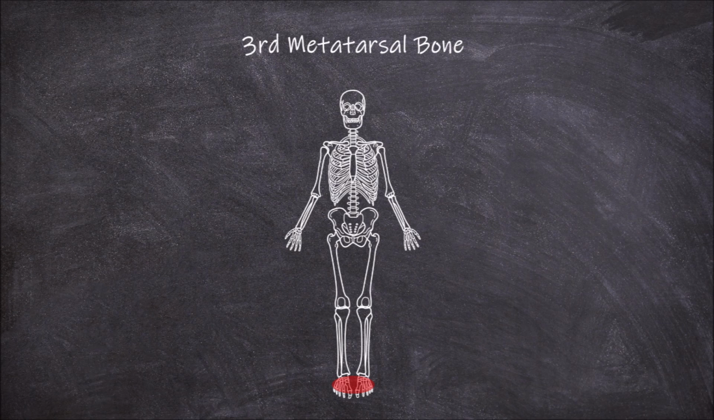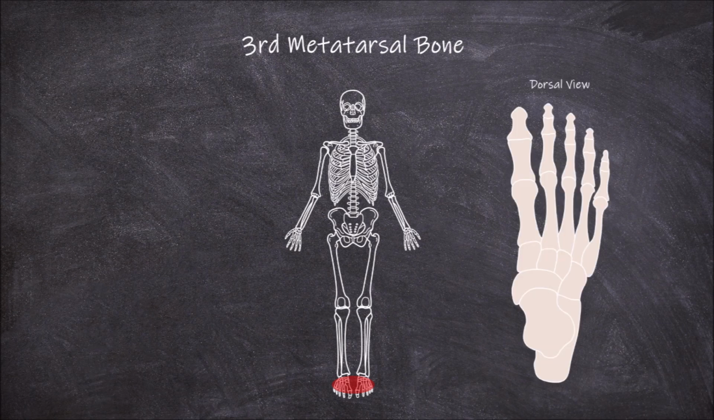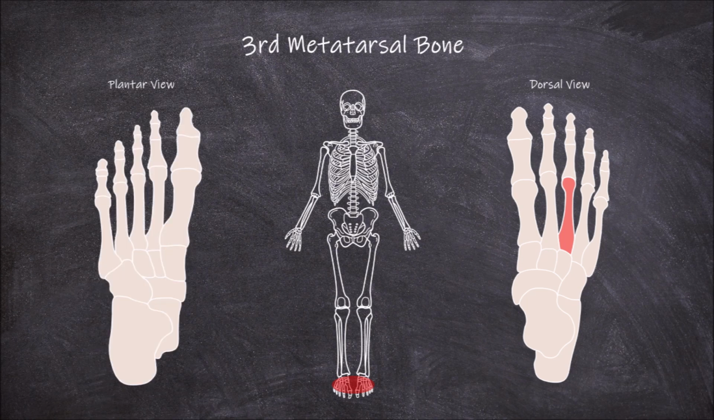If we look more closely at the dorsal view of the right foot, which is the top of the foot, we can see the third metatarsal bone highlighted in red. If we look at the plantar view of this right foot, which is the sole of the foot, we can see it again highlighted in red.